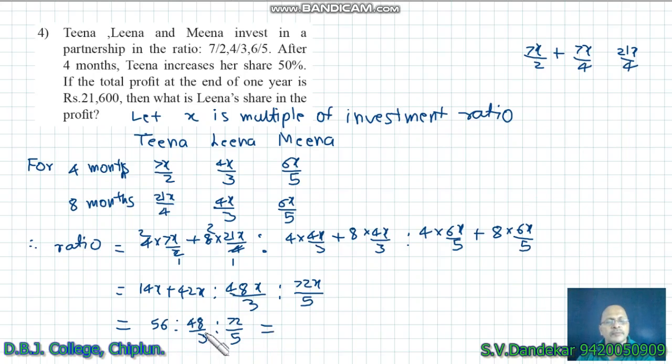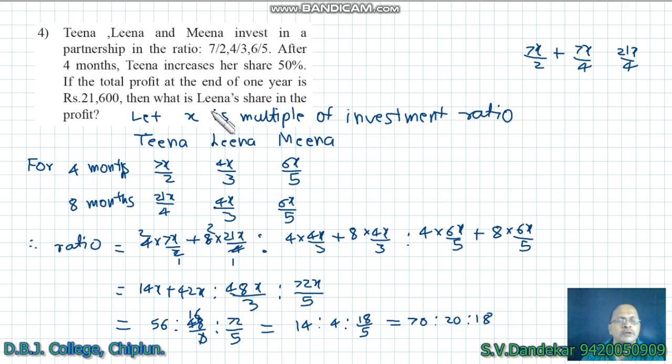That is, we can divide by 3 here, 16. We can divide by 4. So we get 14 is to 4 is to 18 upon 5. That is, multiply by 5. 70 is to 20 is to 18.